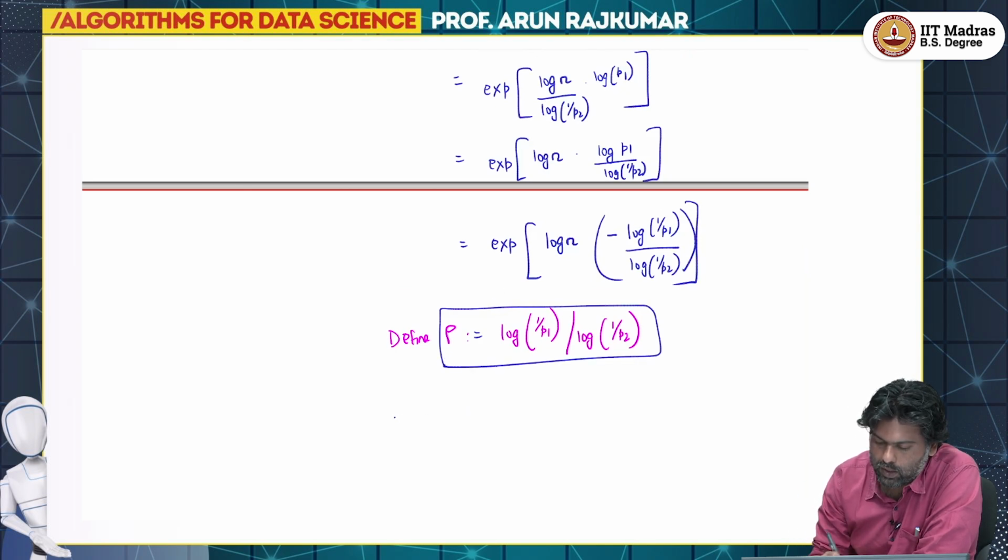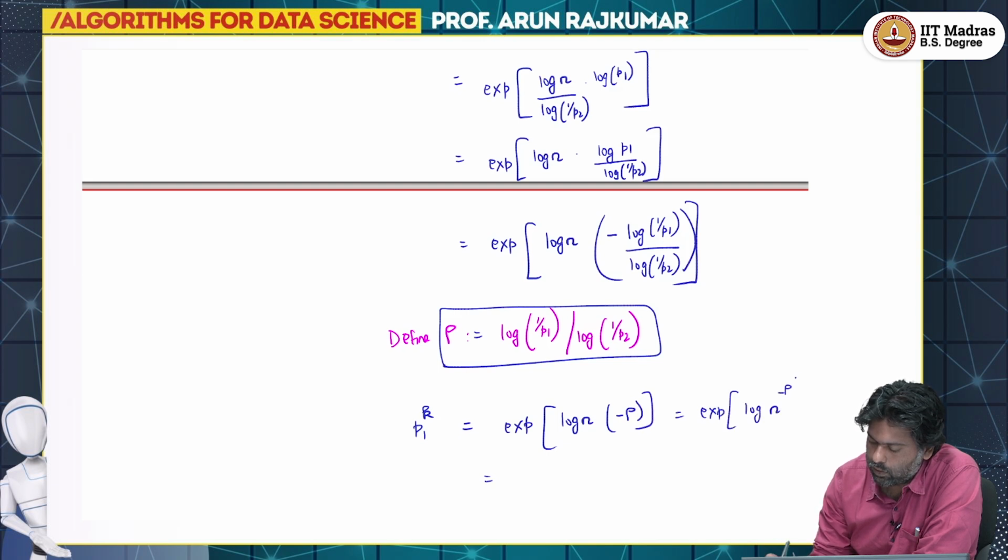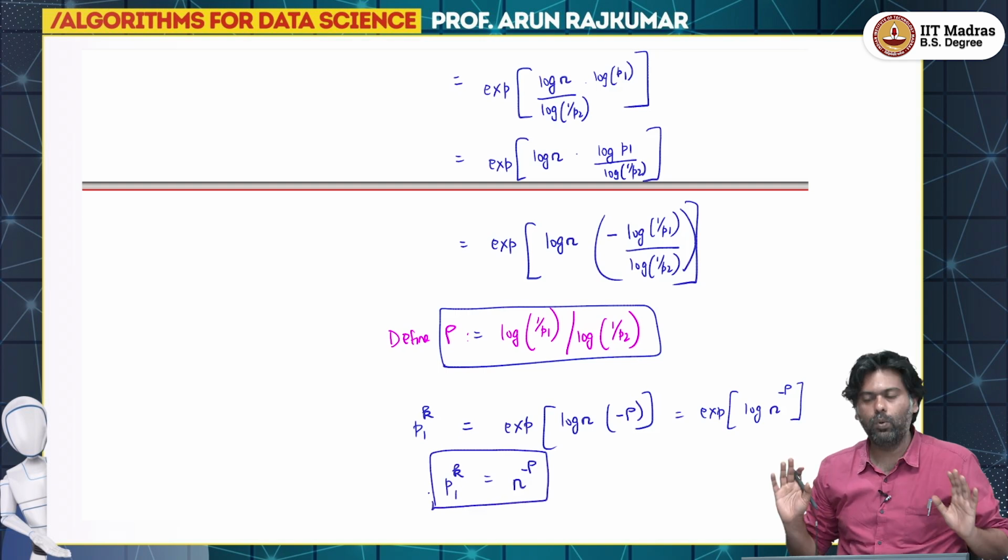So which means that P1 power k, which is what we are trying to compute, is e power log n into minus rho, which I can write as e power log n power minus rho, because that's how logs work. And now e and log cancel, so this is just n power minus rho. So P1 power k is just n power minus rho, right? So that's what we have derived.